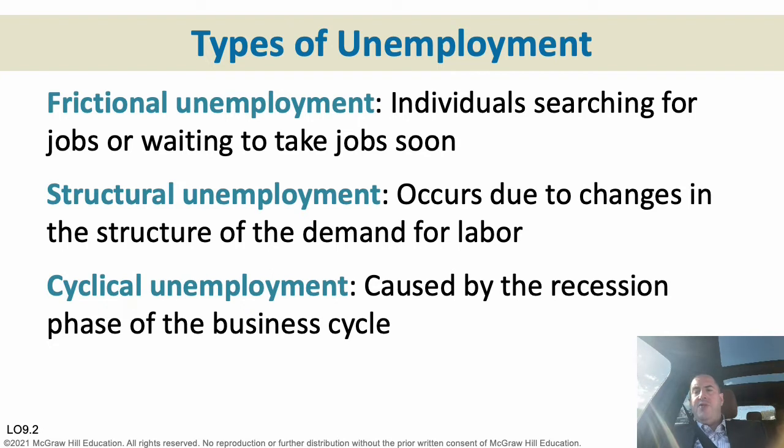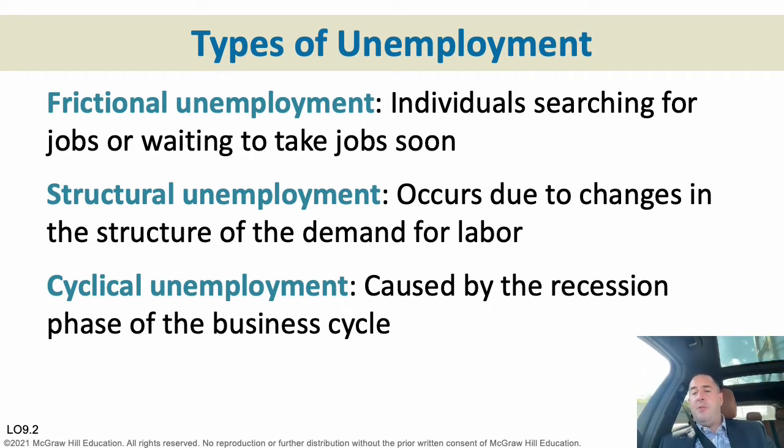Frictional unemployment is regarded as somewhat desirable because it indicates that there is mobility as people change or seek jobs. Frictional unemployment is usually short-term. Structural unemployment occurs when certain skills become obsolete or because of geography. That can be a long-term type of unemployment.